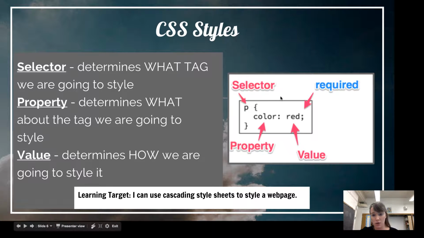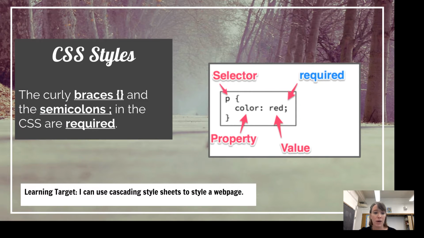Okay, the selector, so this is just a quick note of what I just said. The selector determines which tag we're going to style. The property determines what about the tag we are going to style, and the value tells how we're going to style it. Note that there are curly braces here, and the use of the semicolon is required. There's a colon to separate the property from the value, and a semicolon after the value.